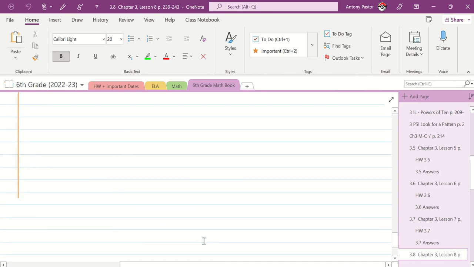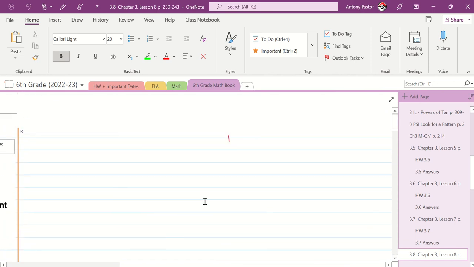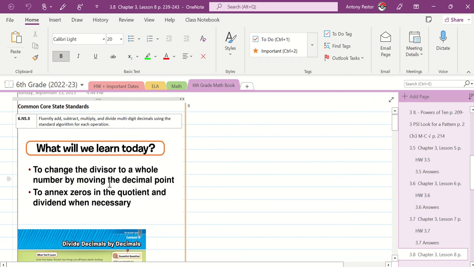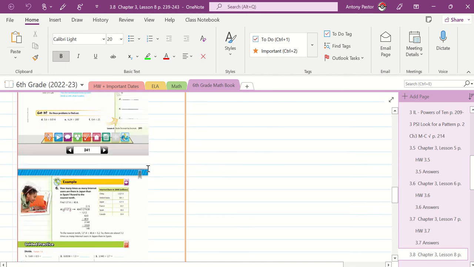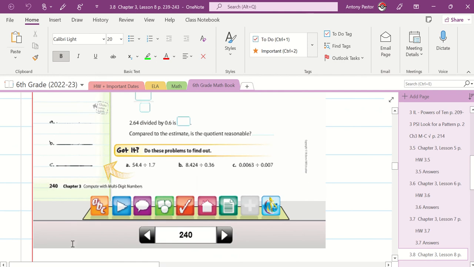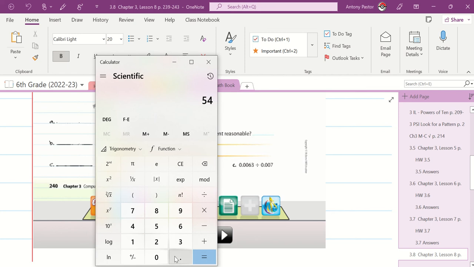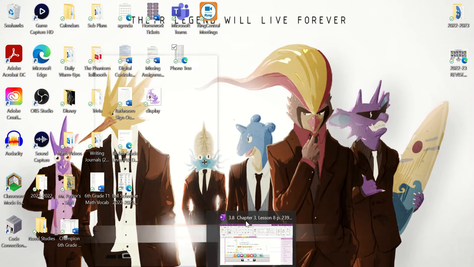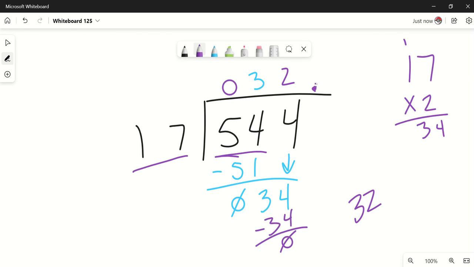I clicked on the wrong thing, but it's okay. Let's go ahead and go back up to where we were. The original problem was 54.4 divided by 1.7. And it is 32. As we see here in our example, it is 32. The decimal at the end doesn't matter now because it would be 0.0 anyway, and we would just get rid of it.